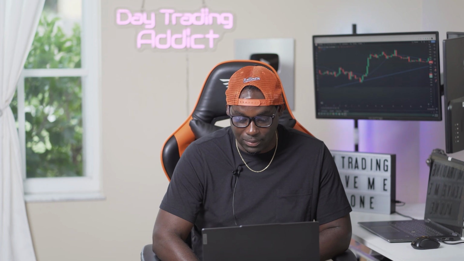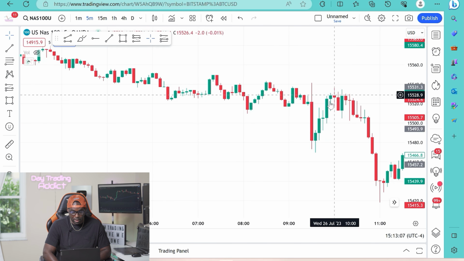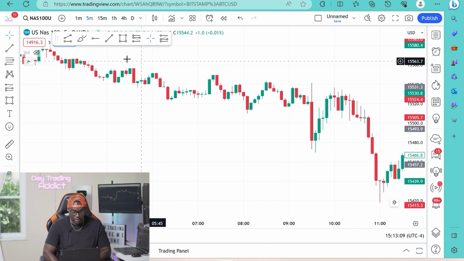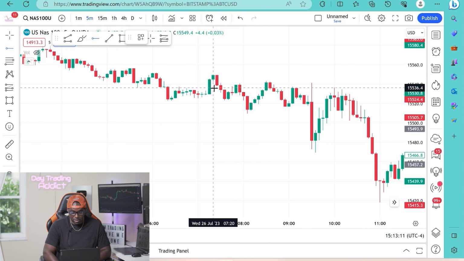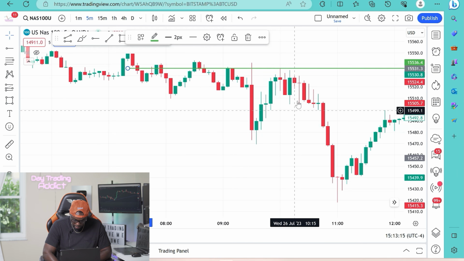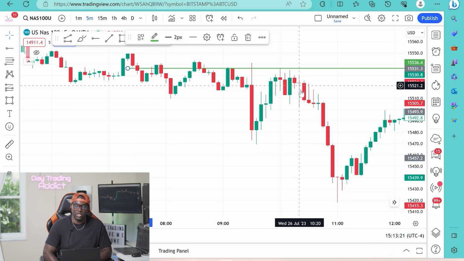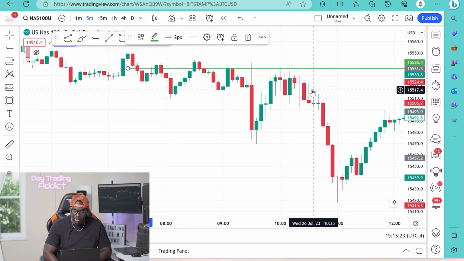Let me show you guys another example. Okay, here's another example, guys. We have a nice level right here and the market is basically bouncing off this nice level, okay? So you can say we have resistance right here. Notice how it's bouncing off the resistance. So we have one rejection, boom, another rejection, boom. Look at this. It came up again, another rejection, boom. Here, another rejection, another rejection.